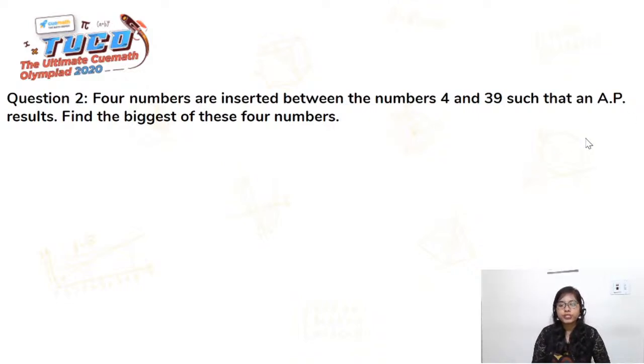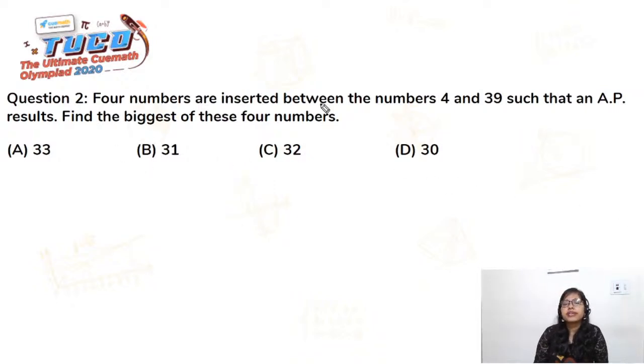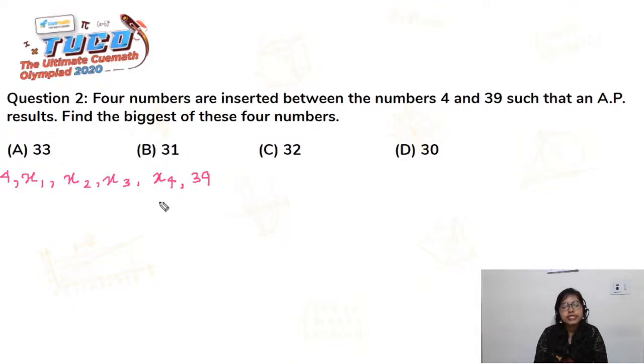And I'm going to put the options down here. And here goes our approach to this. Let's see. 4 numbers are inserted between 4 and 39. So what we could say is, those 4 numbers could be x1, x2, x3 and x4, and they are inserted between 4 and 39, right? I could say this is my sequence here. And this whole sequence is resulting to an AP which is already given to us in the question.